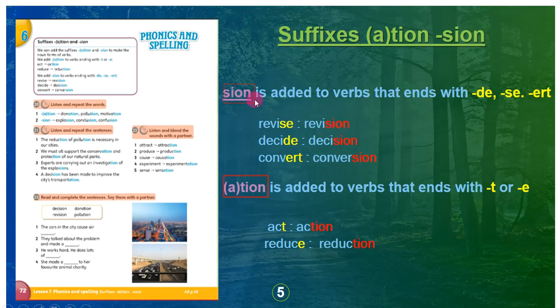Now sion makes the sound j. Revise, revision. Decide, decision. Convert, conversion. While tion here makes the sound ch, like act, action. Reduce, reduction. So tion is added to verbs that end with t or e. So if a verb ends with a t or an e, I'm going to remove the t and put tion, and remove the e and put tion.